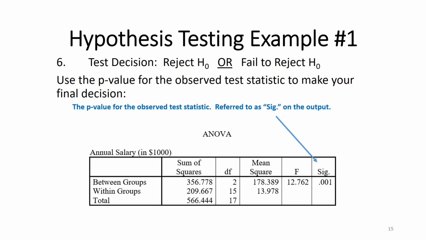So how do we figure out step 6? How do we figure out our test decision to either reject or fail to reject the null hypothesis? Similar to what we've seen with the t-test that we did previously, we need to find the p-value for the observed test statistic. And so remember, once again, this is the sig for our actual ANOVA F. This does not have anything to do with the Levene's test or any of that stuff. We already went over that.